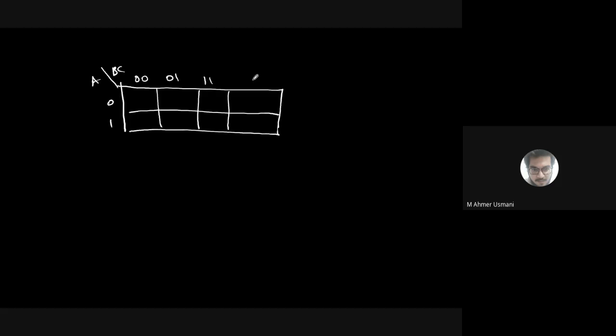Okay, always follow the same sequence. So let's say this is 0, this is 1, this is 1, this is 1, this is 1, this is 1, this is 0, this is 1. Okay, let's take some random values, and I have to simplify them.